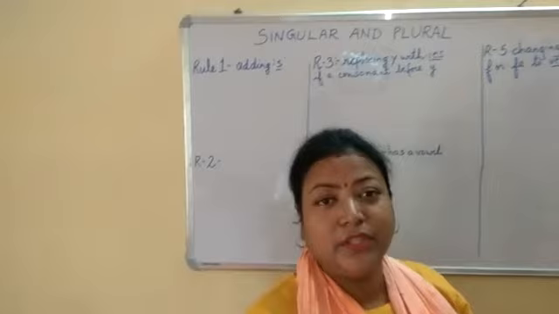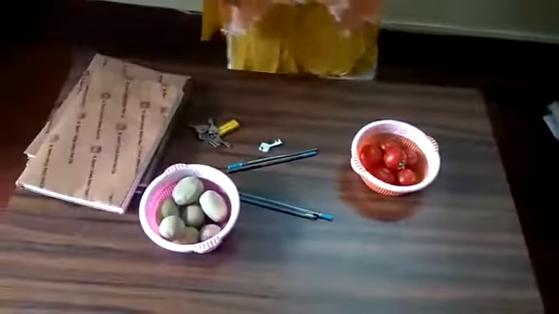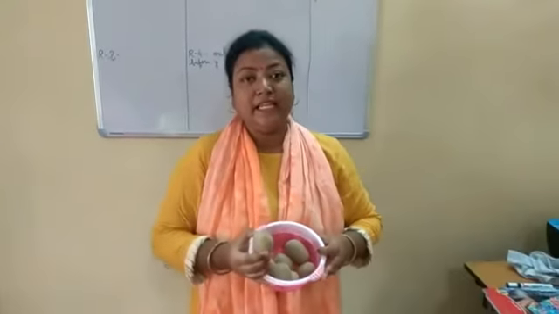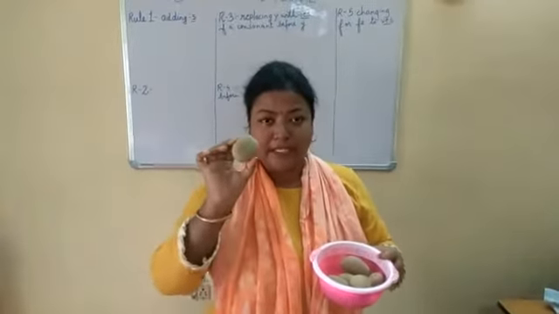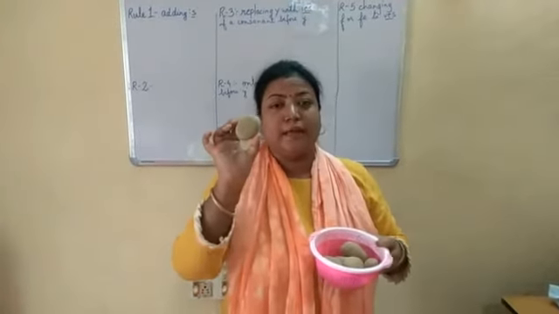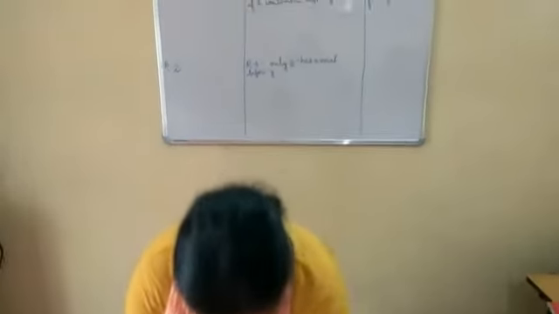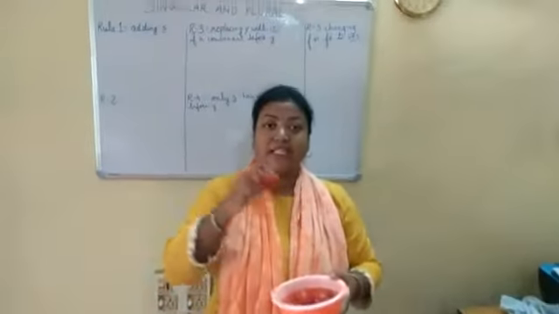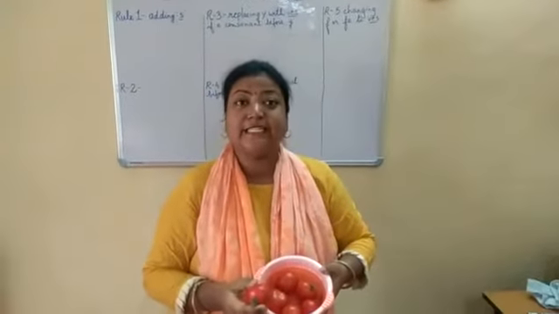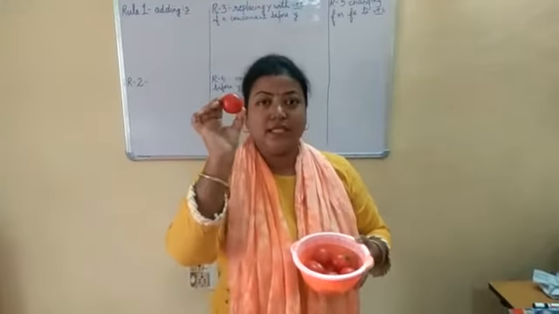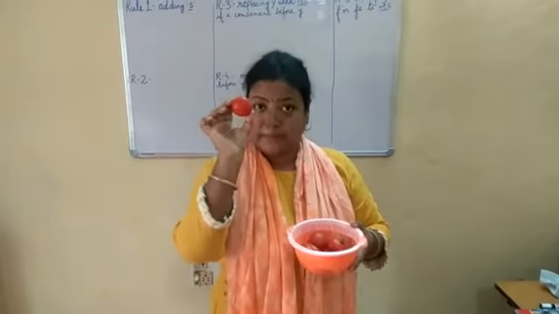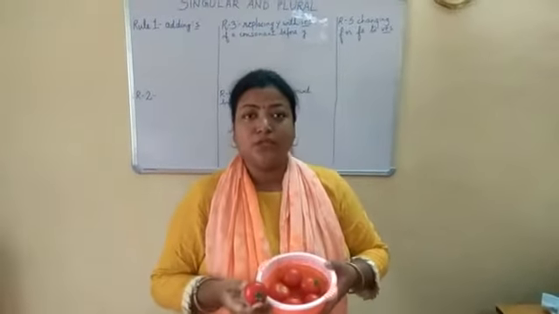Now, you can see there are few things in front of me. Here, potato, one potato, many potatoes. One potato, many potatoes. Potato is the singular word, potatoes, plural word. One tomato, many tomatoes. One tomato is the singular word, tomatoes, plural word.